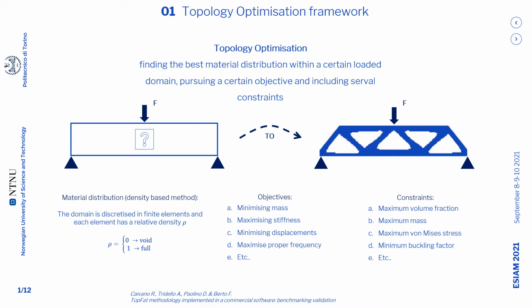As for the objectives, they can vary a lot. The most common are the mass minimization and the stiffness maximization. Likewise, the constraints can be both geometrical, such as overhanging limitation, or structural, such as a maximum von Mises stress. For example, looking at the image, the classical simply supported beam is optimized for stiffness maximization under a volume constraint.